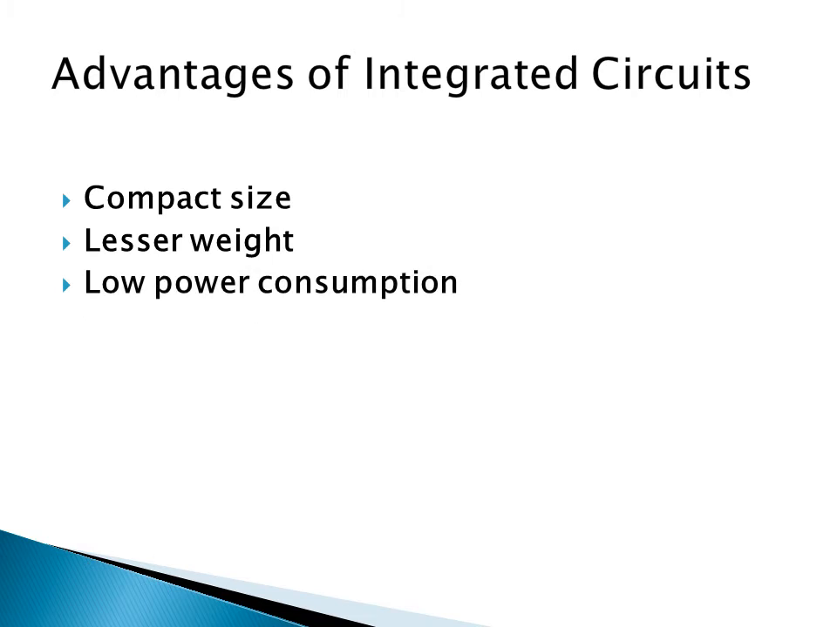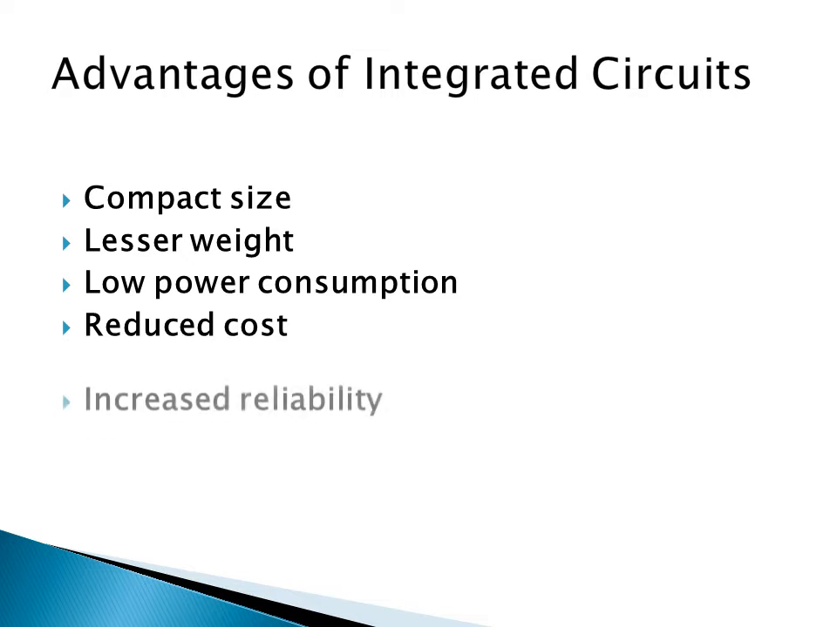The third advantage of your integrated circuit is its low power consumption. Since the size of your IC is small, the power consumption of that IC is also going to be less. The next advantage of your IC is reduced cost. This is because of the mass production of ICs. A single production run yields a large number of ICs altogether, so the cost of a single IC becomes less.